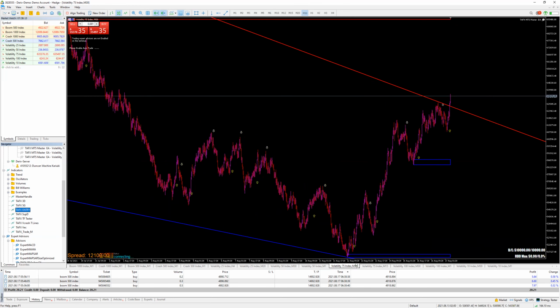The best thing is if you identify those zones in a big time frame like H1 or 4 hours, but if you are trading like 15 minutes to 1 hour, you have to look for these zones from 4 hours or even a daily time frame.